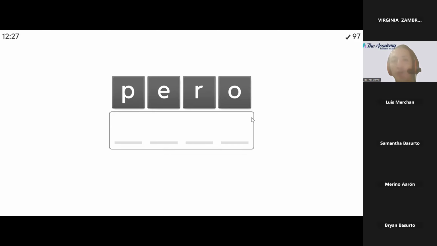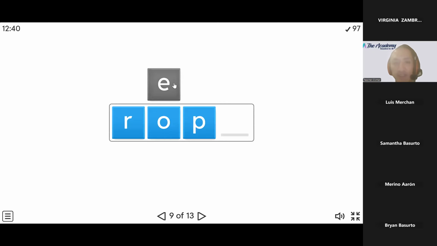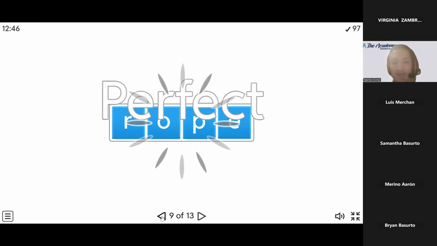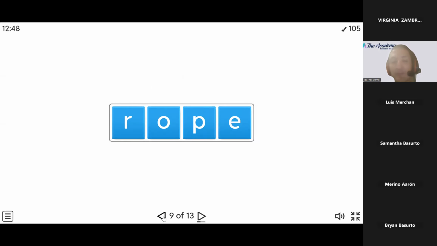Rope. Remember rope. And what is a rope in Spanish? Una soga. Soga, very good. Why is a rope important?